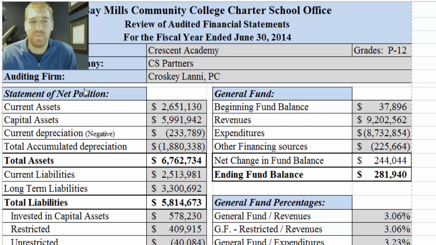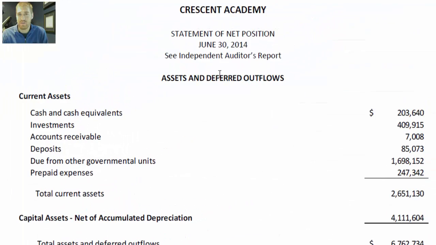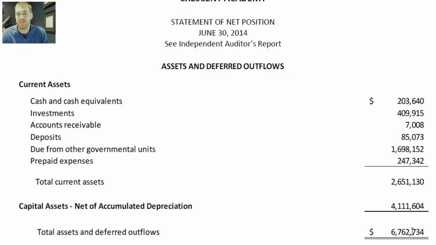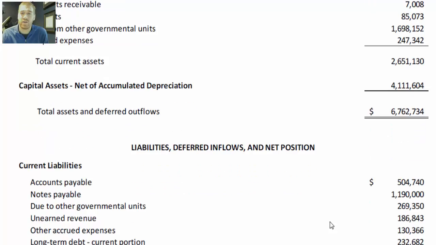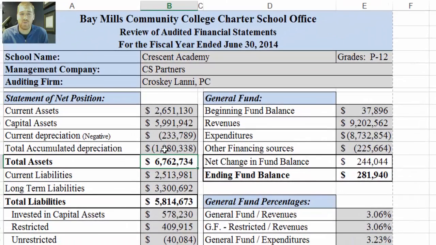As we move into the sheet, I'll show you where this is at on the audit. So here's the statement of net position. This is the title of the heading. As an example, to show you this is from the audit, we'll look at total assets. The total assets are $6,762,734. So we'll go to the audit. So here's the statement of net position, and there's our current assets, and here's our total assets, $6,762,734. If you wanted to look at the other numbers, you can do that, but I won't get into that now. So we'll go back to our sheet.